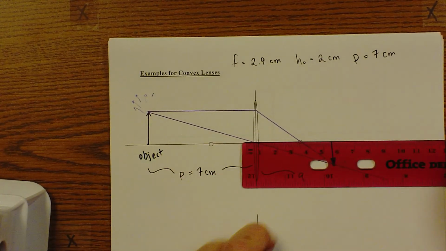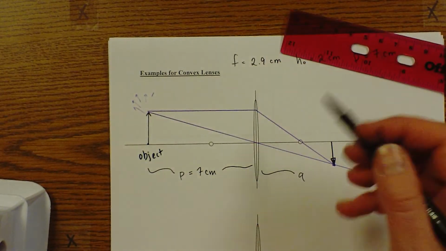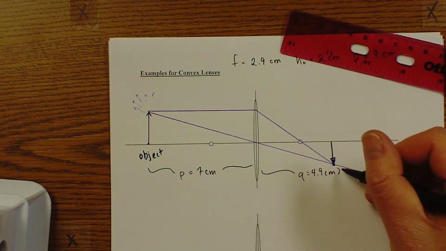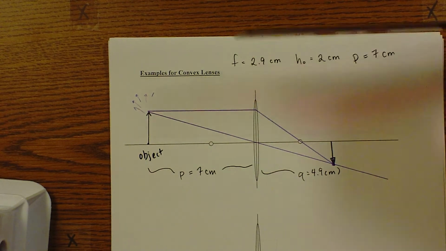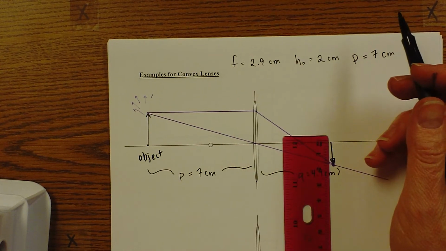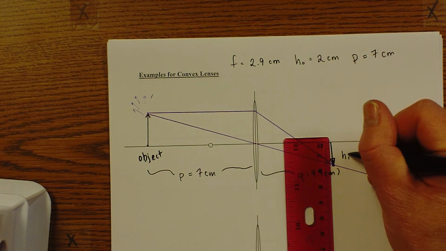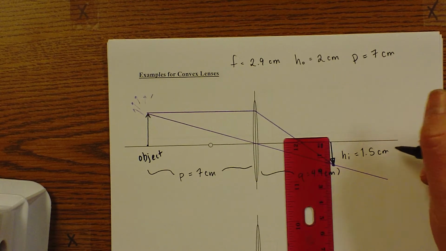Let's measure that distance. It appears to be about 4.9 centimeters. And I can also measure the height of my image, which is HI, that's about 1.5 centimeters.